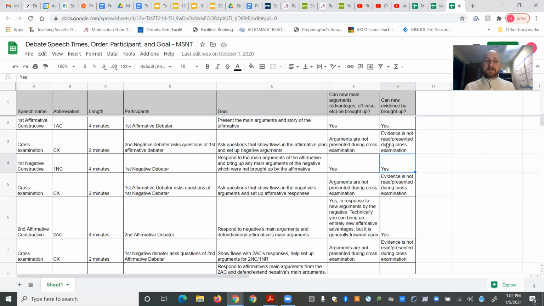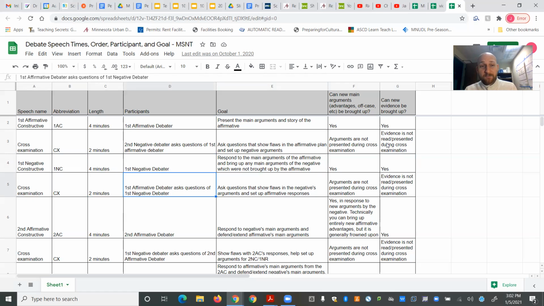The evidence should speak for itself. Okay, now we have another cross-examination period. It's 2 minutes long. In this cross-examination period, the first affirmative debater is going to ask questions of the first negative debater. So the first negative debater just made the speech, and now the first affirmative debater is going to ask them questions.